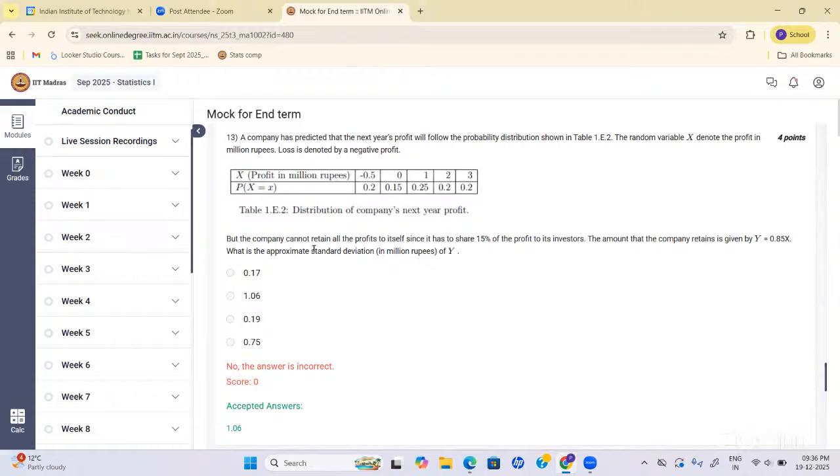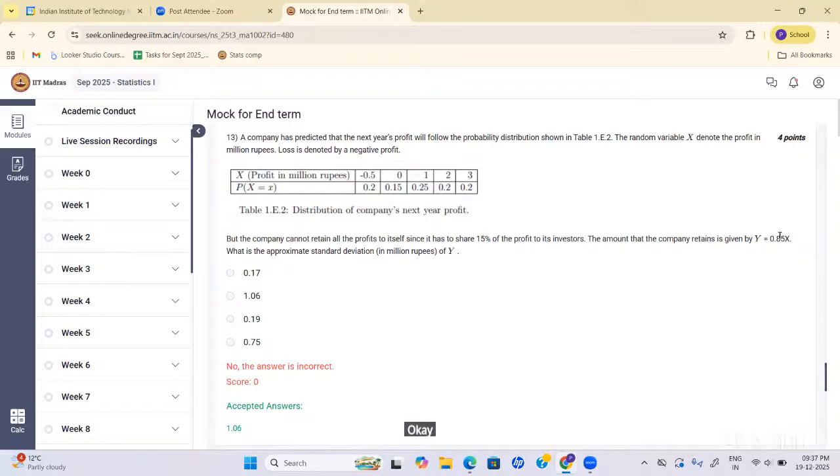Of y, the company's profit. Yes, find for x. So we have to find for x first, and then by using that, we can find the standard deviation of y. Okay, so the relation between x and y is given to us.